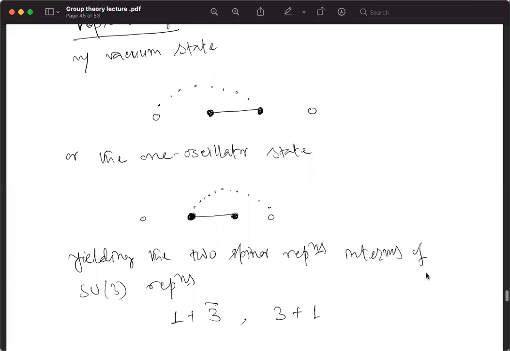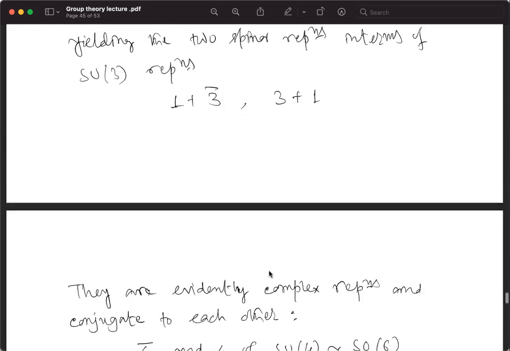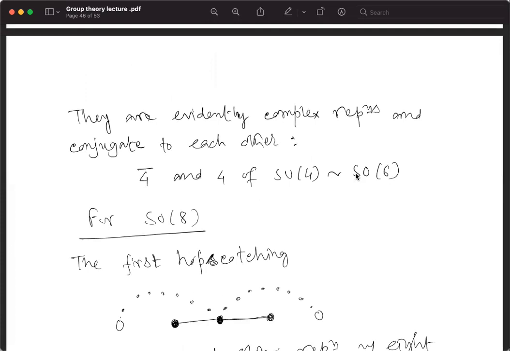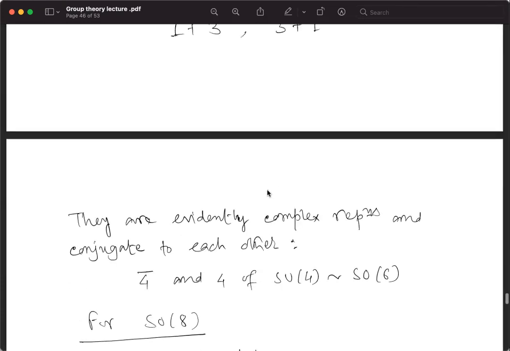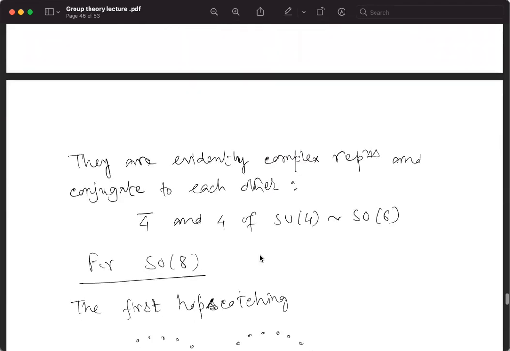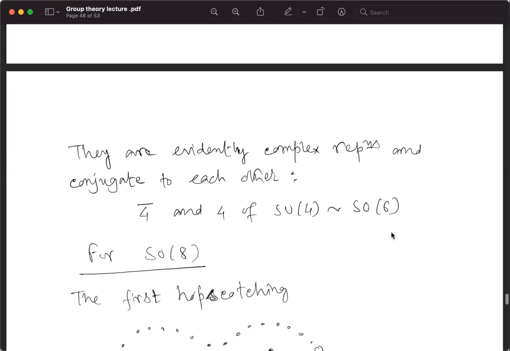So that gives the two spinor representations in terms of SU(3). For this you get 1 plus 3 bar, right? So you have a 1, and then these three points are connected, so it's like a 3 bar. And here these three are connected, so 3, plus this one left out, which is 1. In this way you can construct these representations. Then they are evidently complex representations, conjugate to each other. So for SU(4), these are basically 4 and 4 bar of SU(4), and SU(4) is homomorphic to SO(6).